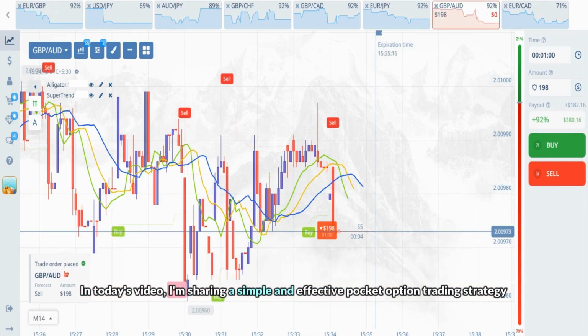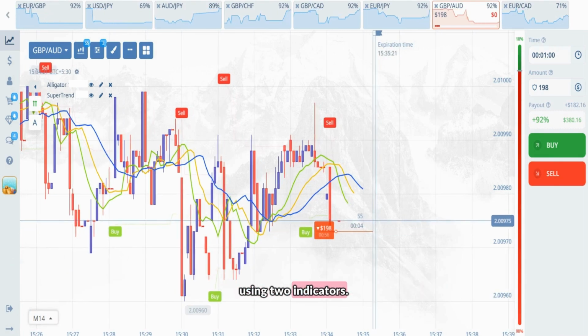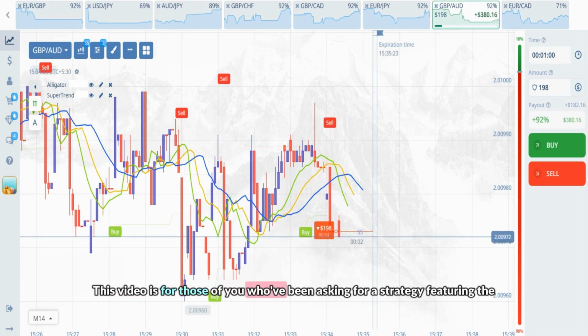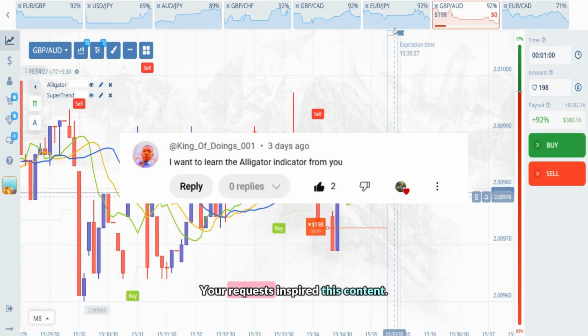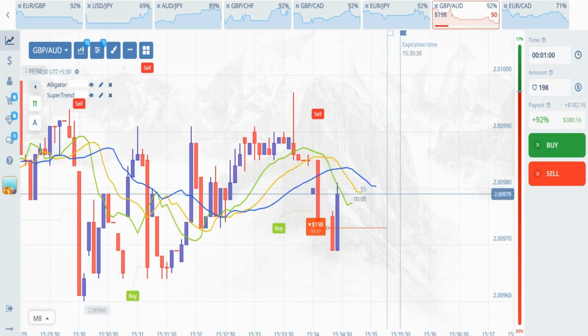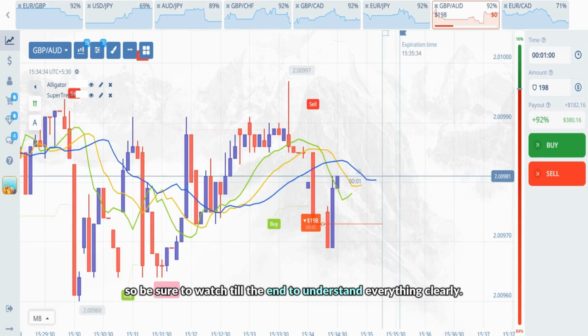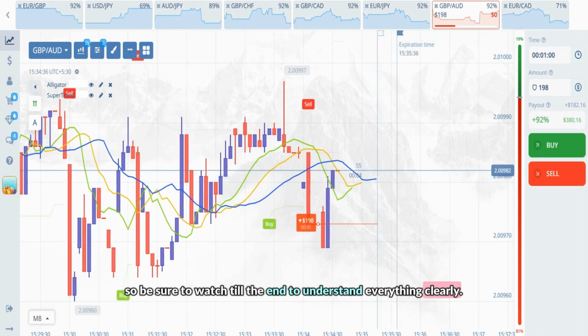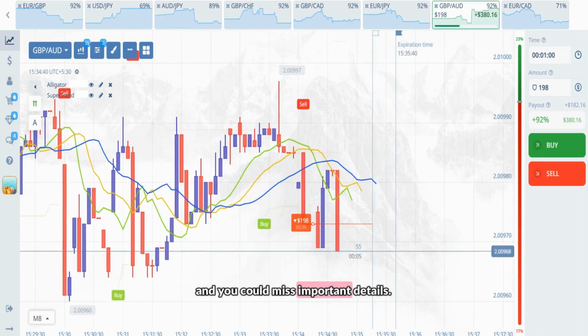In today's video, I'm sharing a simple and effective pocket option trading strategy using two indicators. This video is for those of you who've been asking for a strategy featuring the Alligator indicator. Your requests inspired this content. I'll explain the settings for both indicators later in the video, so be sure to watch till the end to understand everything clearly. Skipping parts of the video might cause confusion, and you could miss important details.